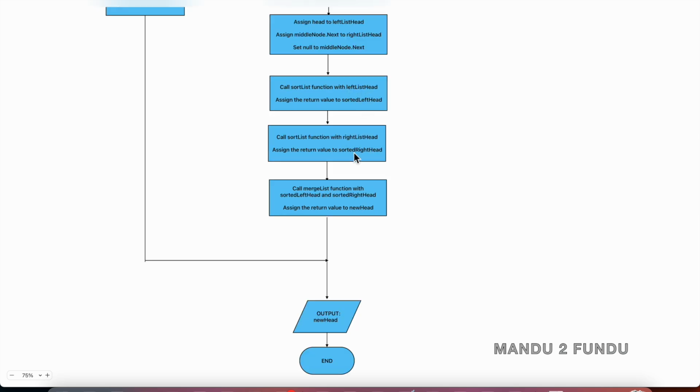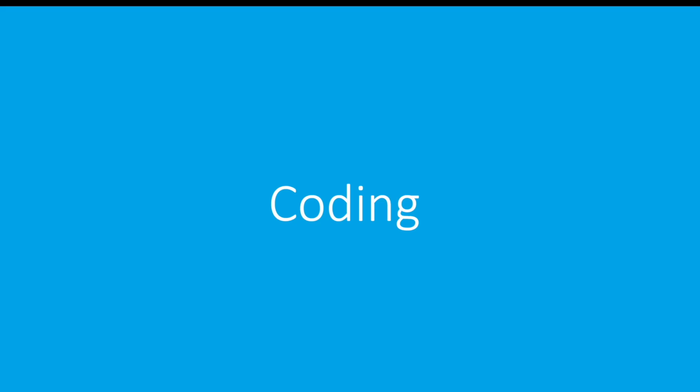Once the left and right sublists are sorted, those 2 sorted sublists will be merged. We call the merge list function to merge the sorted left head and the sorted right head lists. Then we assign the return value to new head and return from this function. Let's move on to coding.